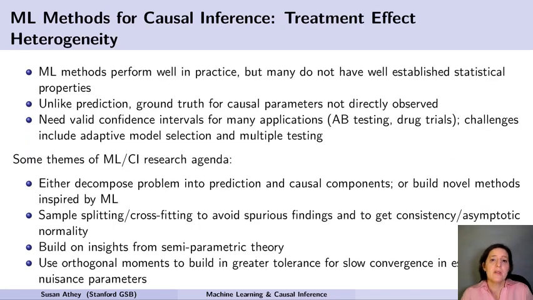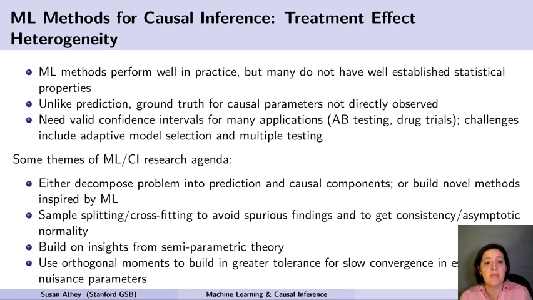So as previously described, machine learning methods perform well in practice, but they don't, in general, have well-established statistical properties because that hasn't usually been the goal. You can just evaluate performance using a test set. But since the ground truth for causal parameters is not directly observed, there's a greater role for statistical inference in the context of heterogeneous treatment effect estimation and general causal effect estimation.